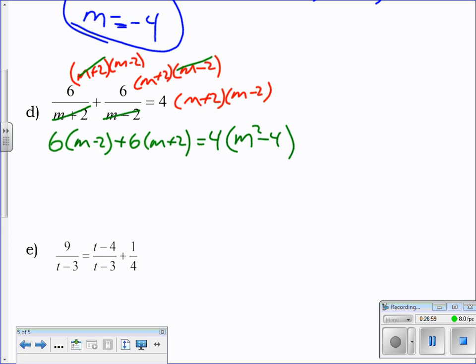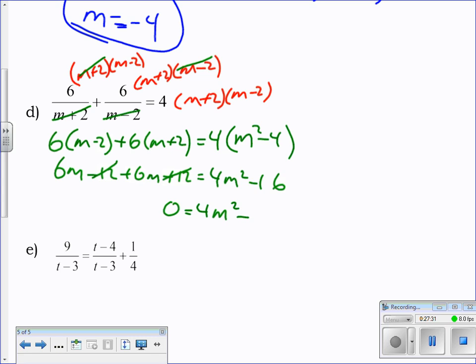Distribute. 6m minus 12 plus 6m plus 12 equals 4m squared minus 16. My plus and minus 12 cancels. And I want to set it equal to 0, so I do 6m and 6m and add them together. And I get 0 equals 4m squared minus 12m minus 16.